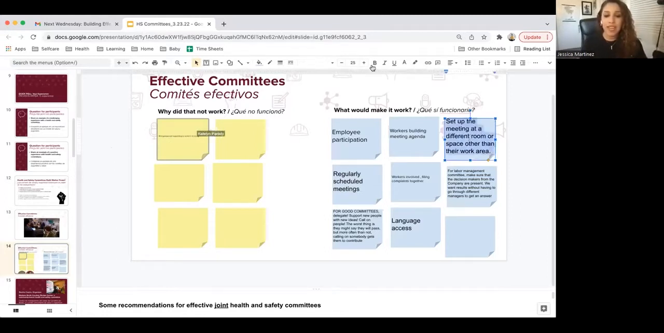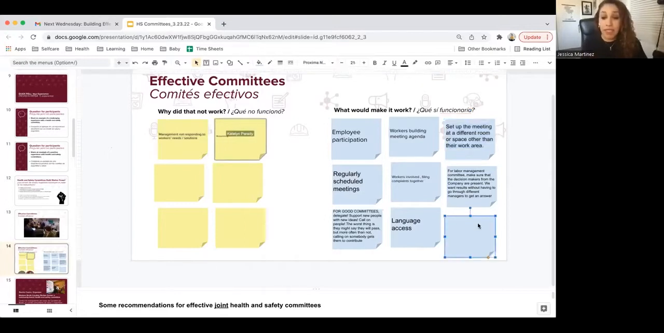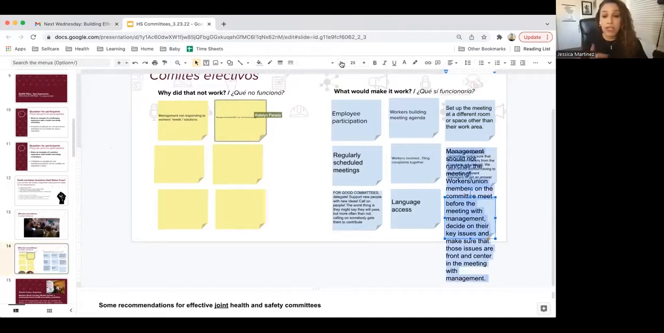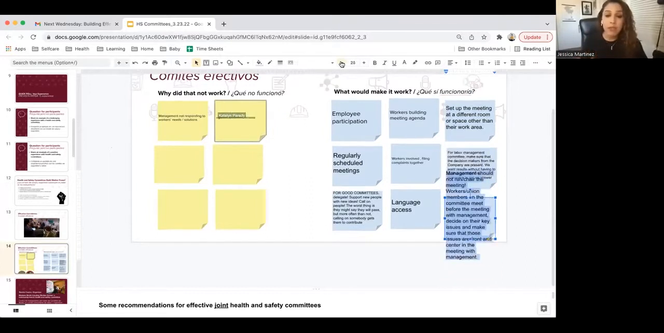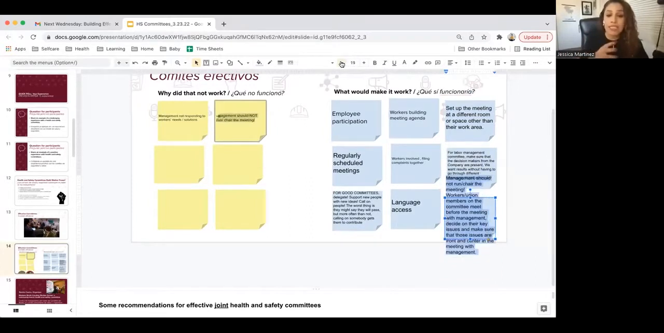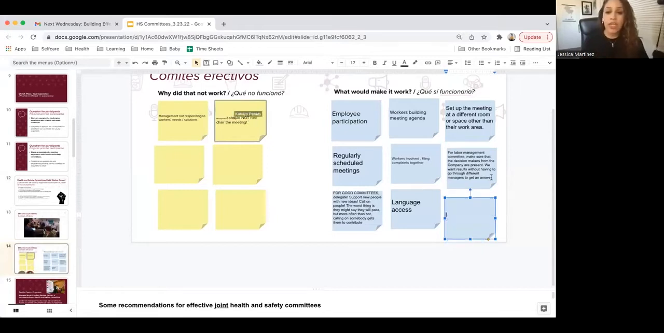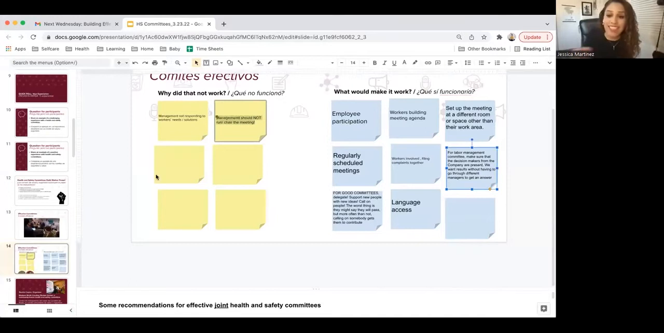I see from Nancy. Hi, Nancy. It says management should not run or chair the meeting. Workers and union members on the committee meet before the meeting with management. And yes, thank you, Nancy, for saying that. We did say it's important that even though you have worker management committees, if workers could meet on the side to ensure that their agenda, their priorities are shared in a very strategic way, and decide on their key issues and make sure that those issues are front and center in the meeting.